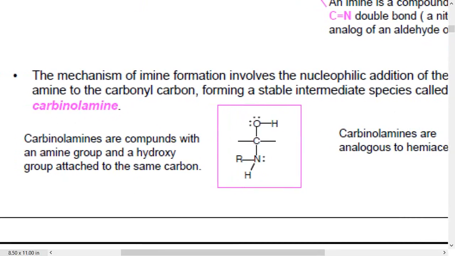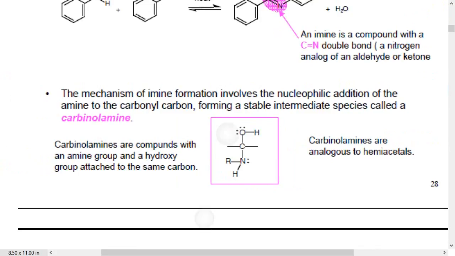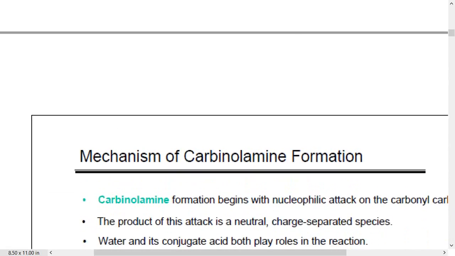Carbinolamines are compounds with an amine group and a hydroxyl group like that. So you have oxygen with two lone pairs, and next is amine, and a hydroxy group attached to the same carbon. Carbinolamines are analogues of hemiacetal. We will talk about hemiacetal as well.